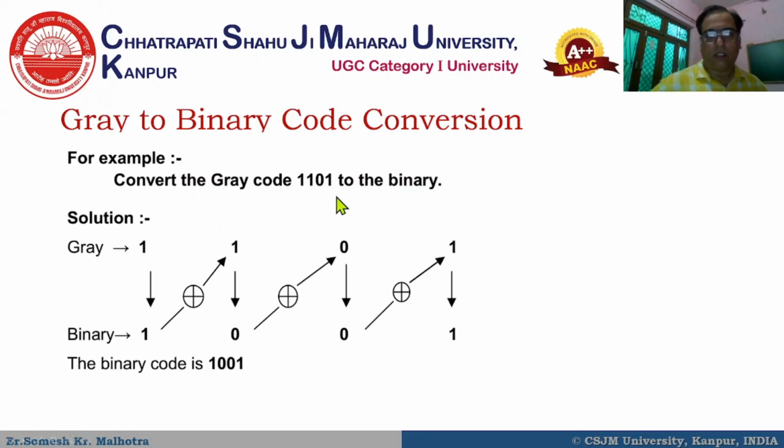Now we are converting gray 1101 to binary. The MSB is the same, 1. Now we are XORing this gray gn with the bn minus 1. That is 1 XOR 1 is 0. 0 XOR 0 is 0. 0 XOR 1 is 1. The binary equivalent for gray 1101 is 1001.